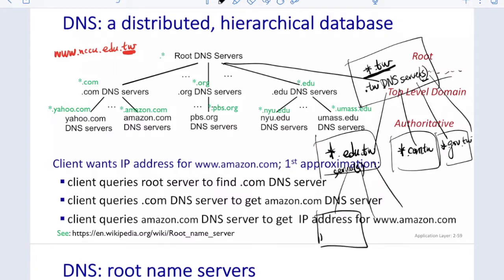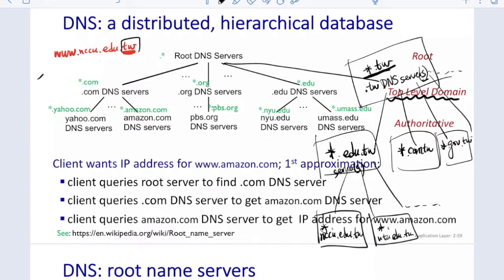For example, nccu.edu.tw, right? ntu.edu.tw, and so on and so forth. So that is a hierarchy. Okay. First, you have to know what your vast domain is. We call it top level domain, TLD. Top is right here. Okay, top level domain.